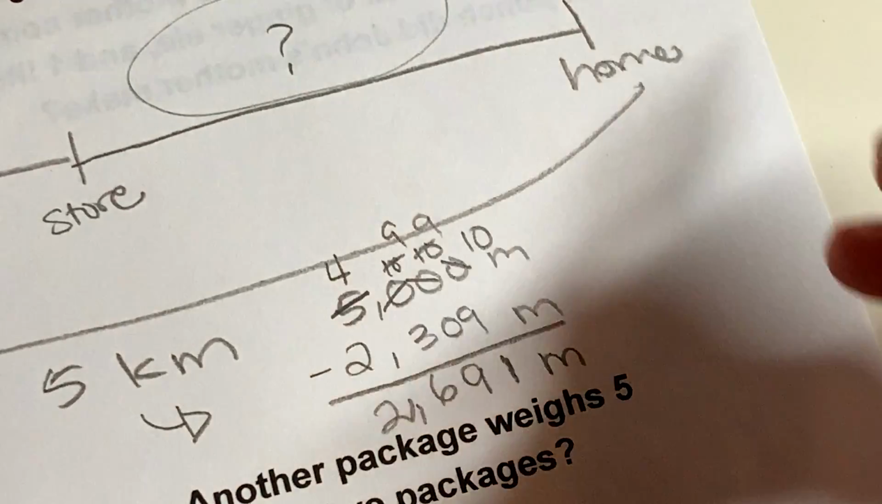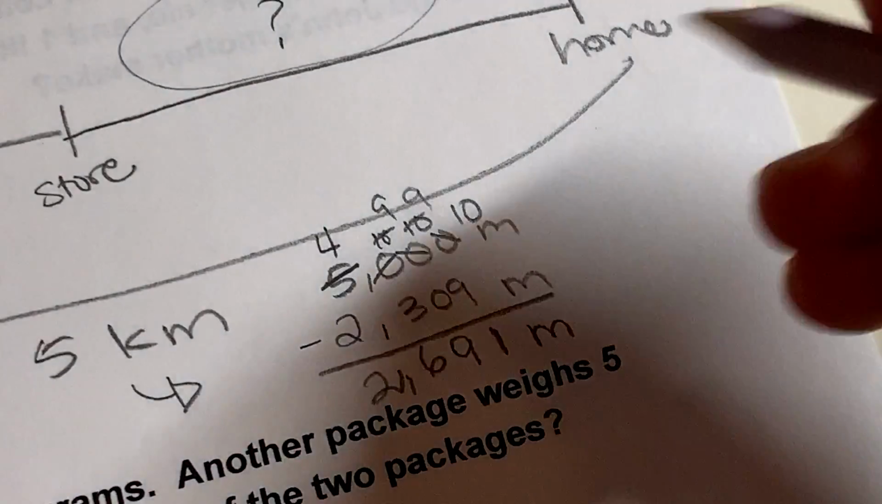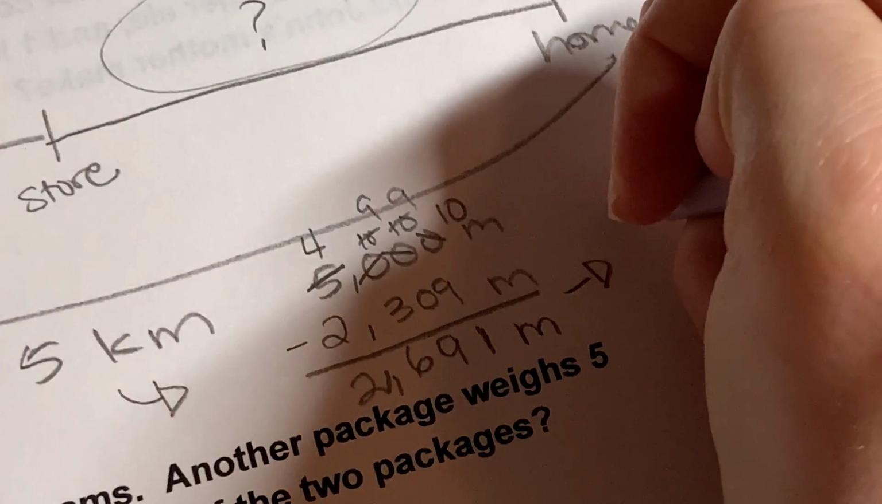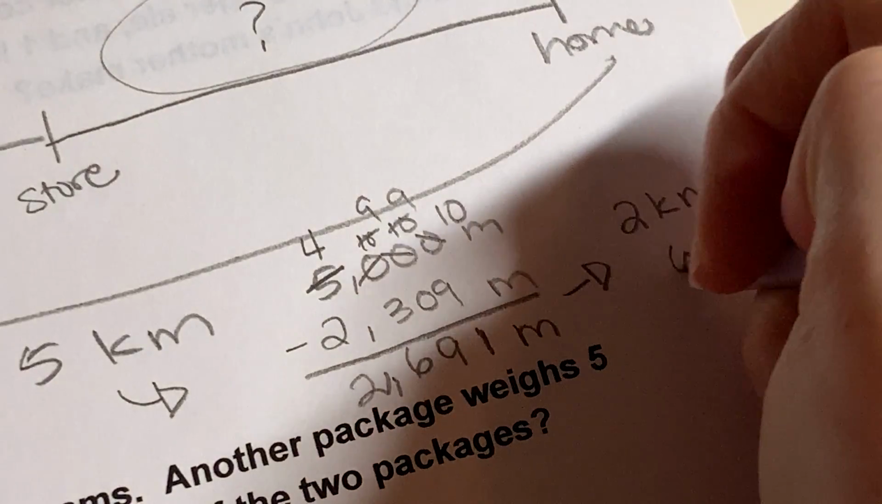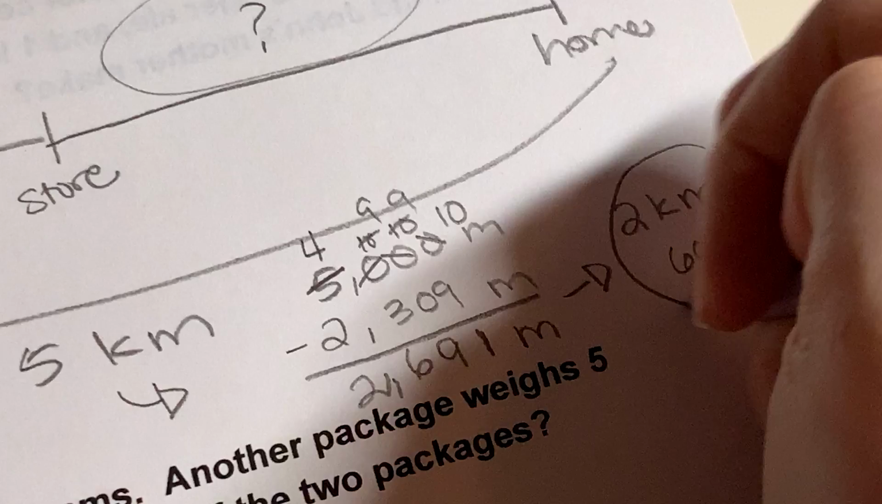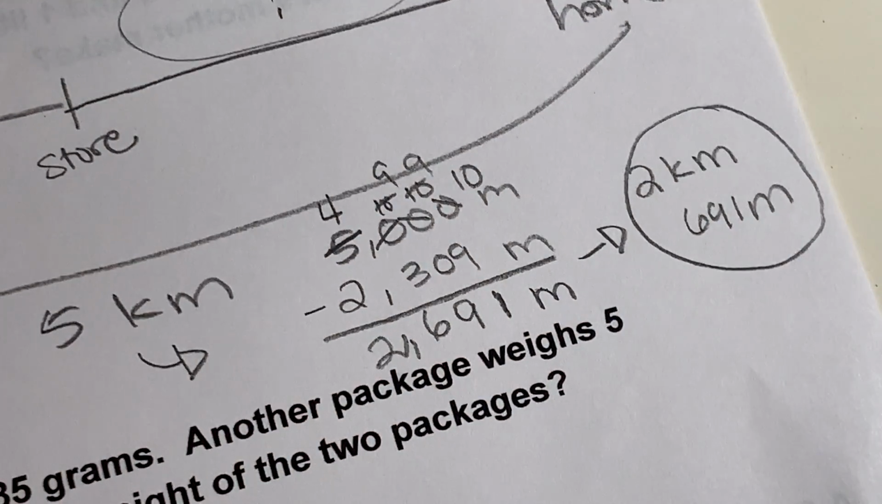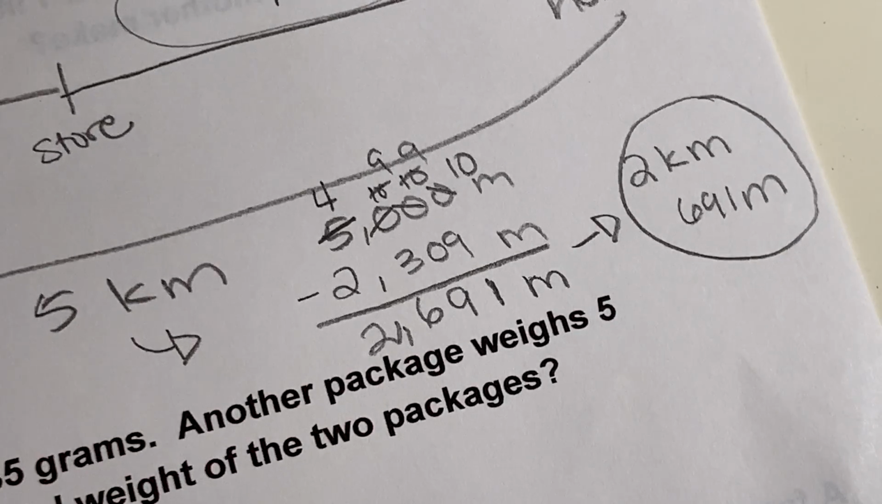Now, I want to go ahead and write this using my largest units. So I'm going to go ahead and say that it is 2 kilometers and 691 meters. Either answer is acceptable, but if we want to put it in our simplest form, using our biggest units, we want to write it like this.